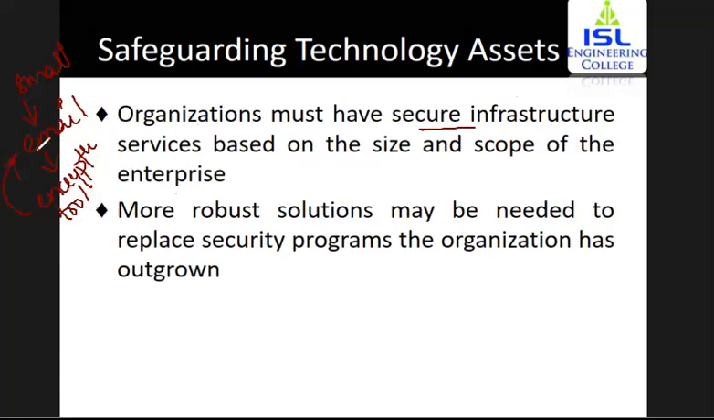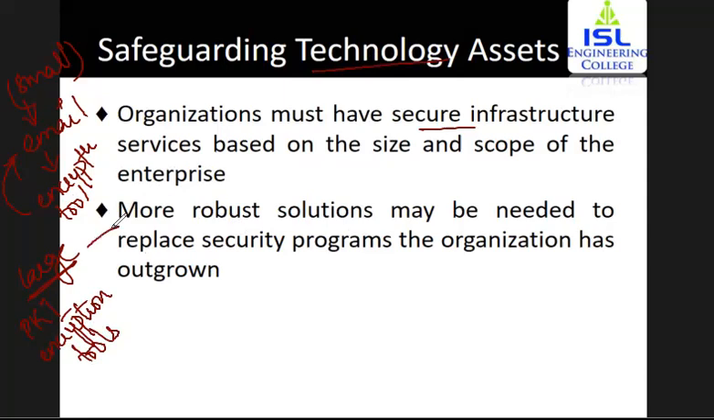Now, suppose this small business grows and it becomes a large business. When it becomes a large business, they need to add more and more security programs based upon the growth. They can have some public key infrastructure, and some more encryption tools can be added. Based upon the growth and size of the organization, we implement security based upon the level that is required. So that is how you are going to safeguard the technology assets.